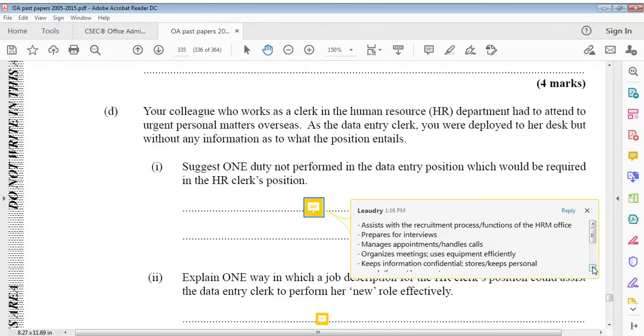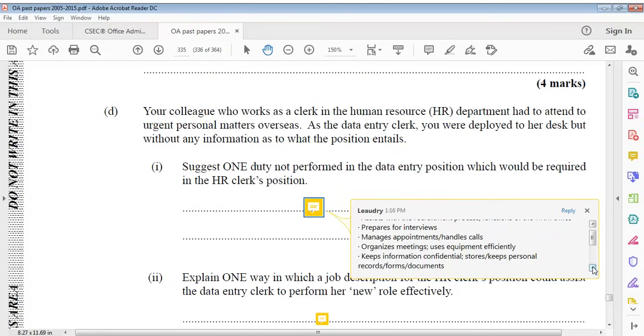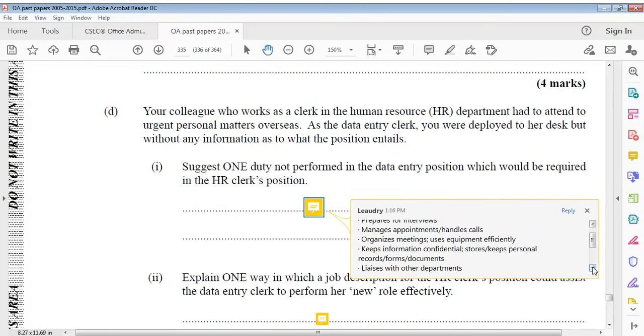We know the HR, Human Resource Management Office. Two, prepares for interviews. Three, manages appointments or handles calls. Four, organizes meetings, uses equipment efficiently. Five, keeps information confidential, stores or keeps personal records, forms, or documents. 6. Liaises with other departments.